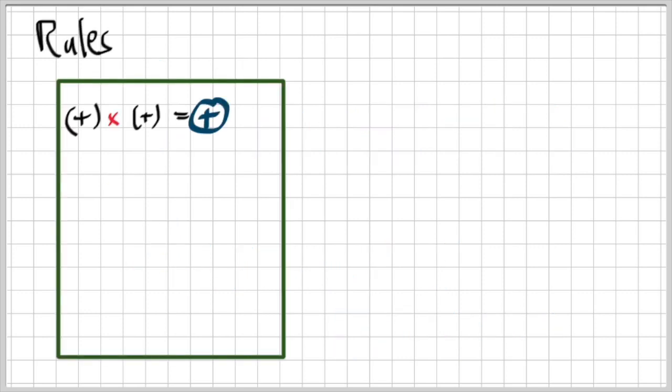When I look at the first rule, it is actually a rule you've known like forever. If I take a positive number, let's say 3, and I multiply it by a positive number, let's say 2. So plus 3 multiplied by plus 2. What's the answer? The answer is just positive 6. Well, you know that, because 3 times 2 is 6.